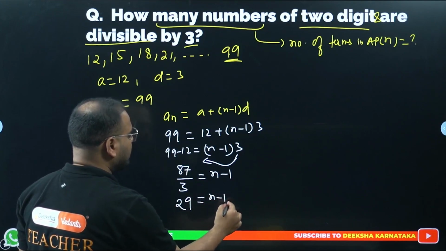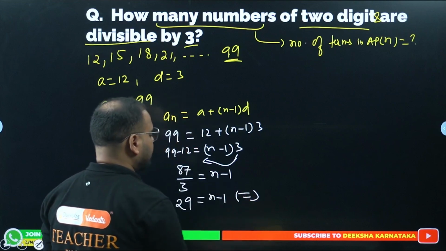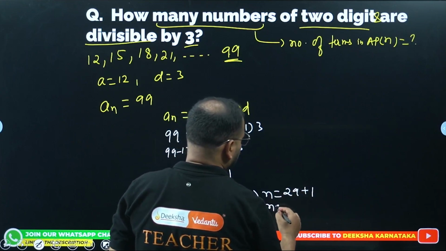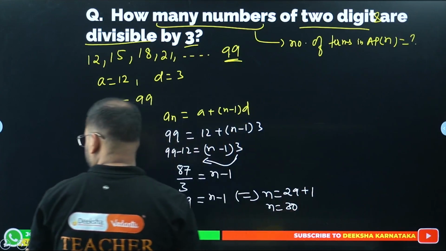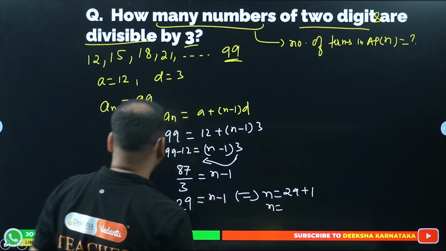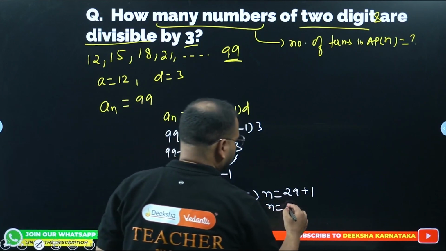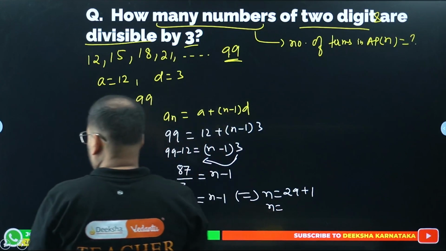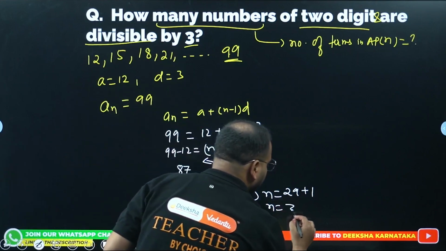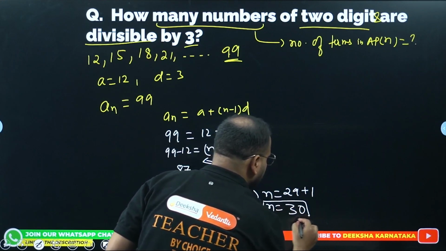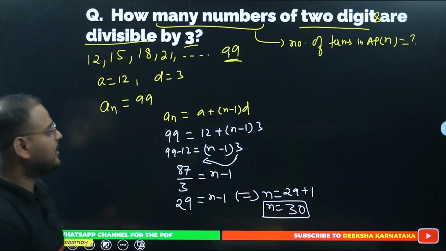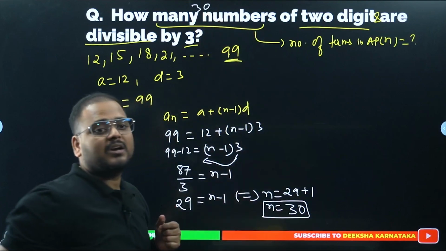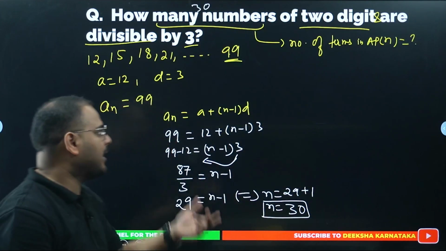Okay. N minus 1 equals 29, so n equals 29 plus 1, which is nothing but 30. So what is the number of terms? 30. They're asking how many 2 digit numbers divisible by 3, so what is the answer? 30. Total 30 numbers are there which are of 2 digits and divisible by 3.